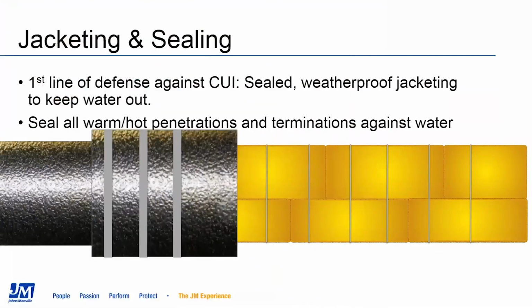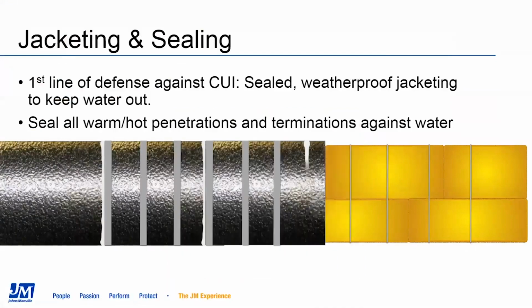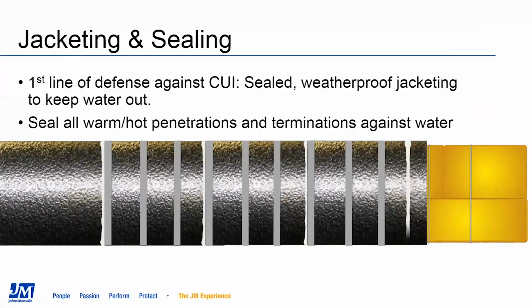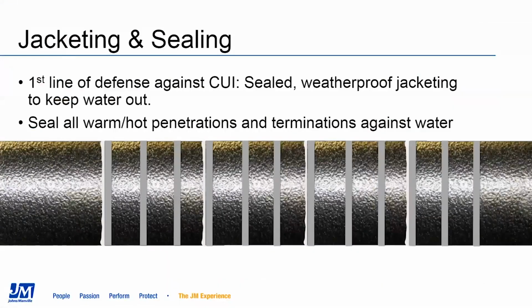Like I said, one of the first lines against CUI is an effective jacketing system, and keeping water out of the system could starve the system of one of the ingredients, which is water, for corrosion to occur. Typically, in industrial situations, the jacketing usually used is aluminum, galvanized, and stainless steel. Silicone sealants are many times used to seal the joints, especially the circumferential joints, and then the jacketing is secured to the insulation with a stainless steel banding on the outside.